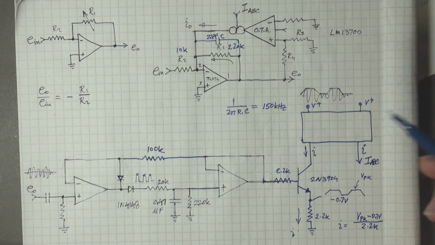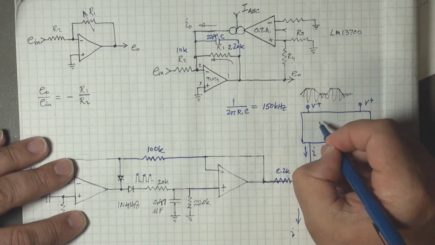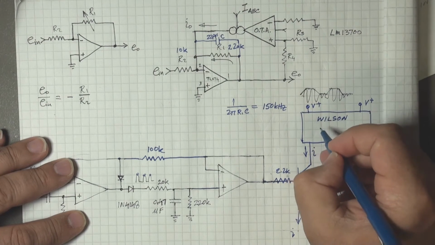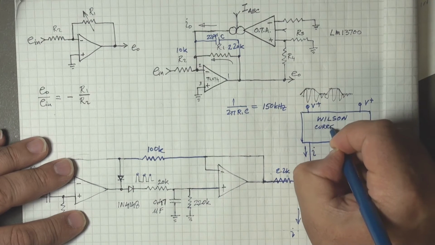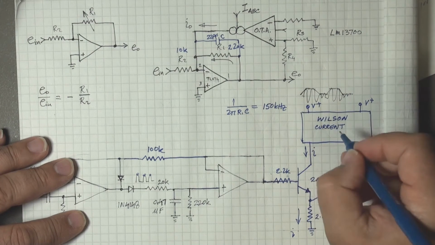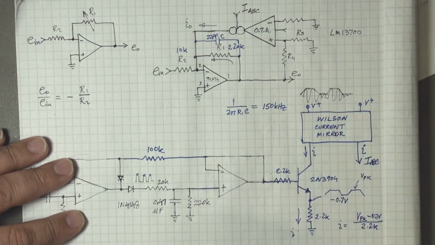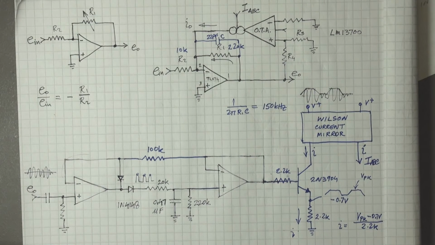Before we get into the details of the current mirror, it's kind of uninteresting, but in case I don't get to it, I'll just give you the name of it: the Wilson current mirror. And it's just a few transistors configured to give you copies of the currents. Okay, let's go to the oscilloscope and see how this thing works.